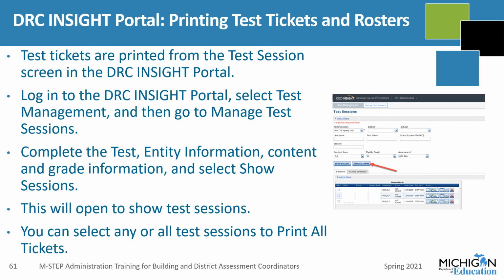To print your test tickets, log into the DRC Insight Portal, select Test Management, and then go to Manage Test Sessions. Complete the administration, entity information, grade, and content area, and select Show Sessions. This will bring back all of the test sessions according to your filtered results. You can select Test Session test tickets to print, or you can select Print All Tickets to print all of the test tickets for the filtered results shown.